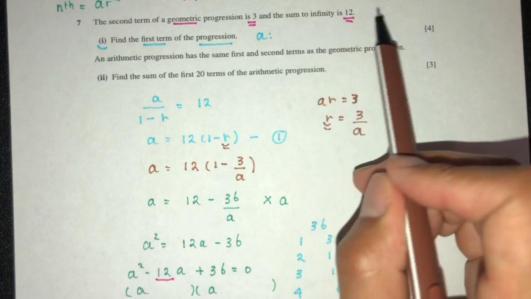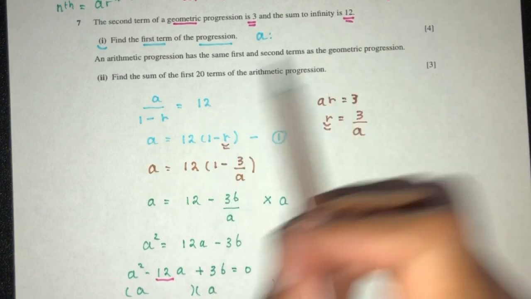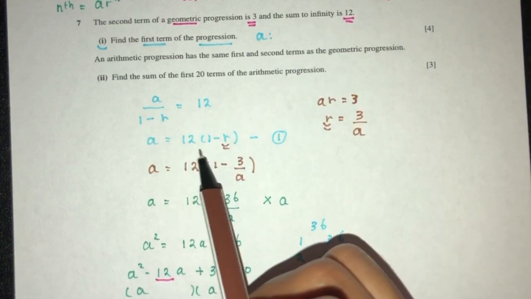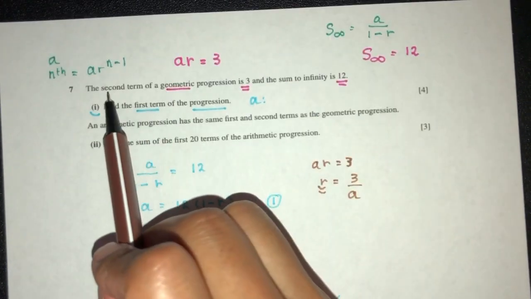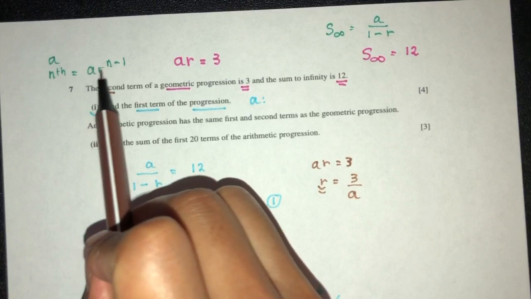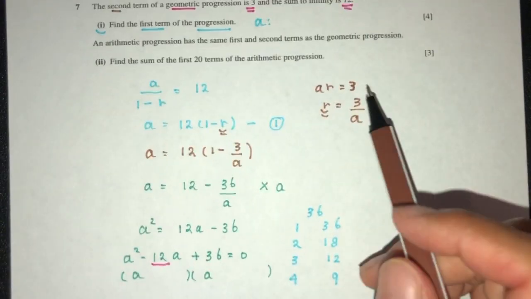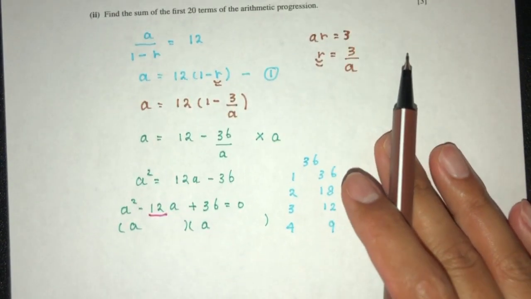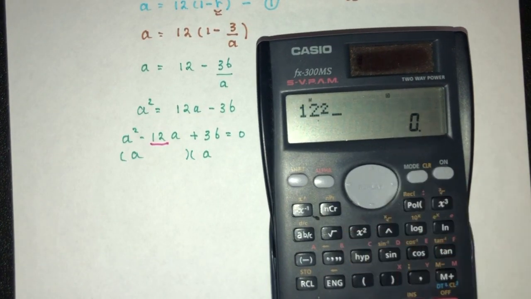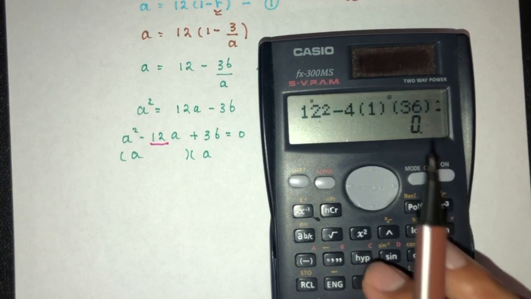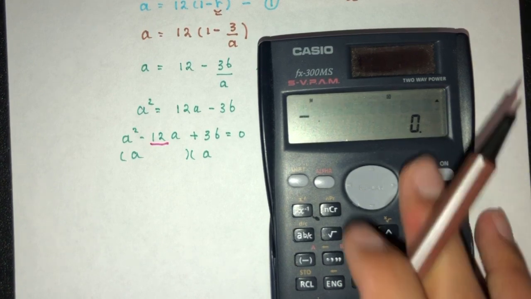Sum to infinity is 12. We have this over here, good. A over this, okay, good. 12 minus this should be R. Now here we have the second term of this progression. So 2 here, A, it will be this. So R will be 3 over A. Okay, makes sense till now. Okay, let's try to solve this. B squared, 4 times A times C. Oh, seems to be fine.